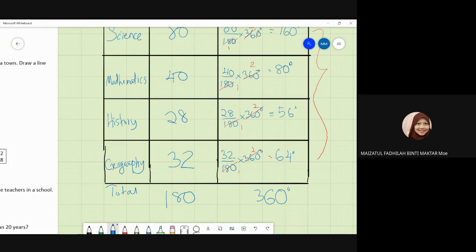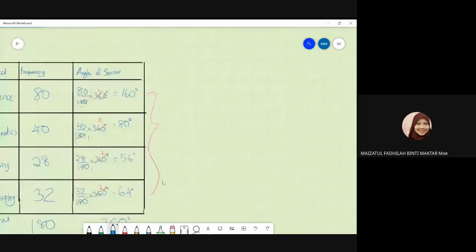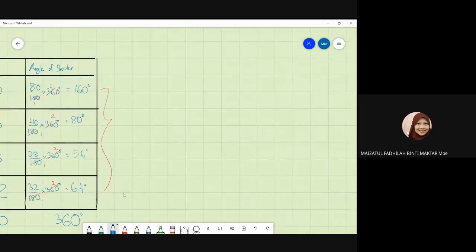Okay, but how do you draw a pie chart? Constructing a pie chart is a very simple thing. You just draw a circle here.